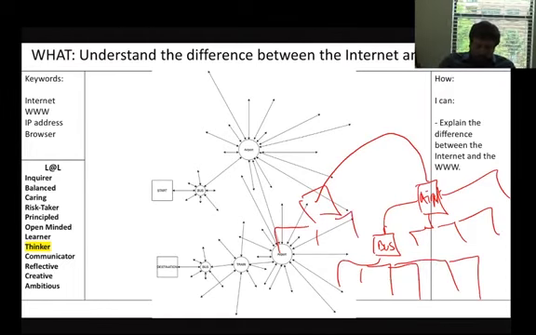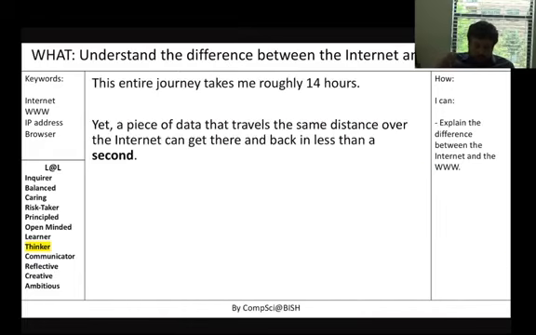Okay, and in fact what's really important to understand is that the internet is actually just a series of networks. Okay, and the definition of the internet is a network of networks.